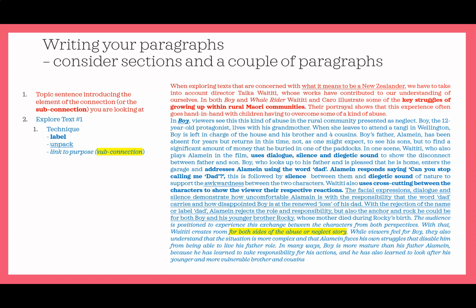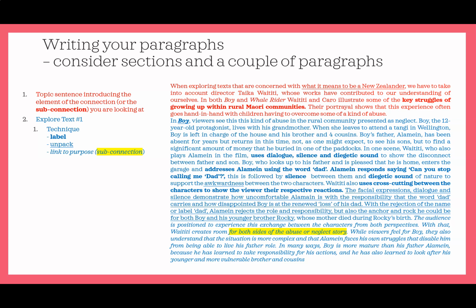"In Boy, viewers see this kind of abuse in the rural community presented as neglect. Boy, the 12-year-old protagonist, lives with his grandmother. When she leaves to attend a tangi in Wellington, Boy is left in charge of the house and his brother and 4 cousins. Boy's father, Alamein, has been absent for years but returns in this time, not as one might expect to see his sons, but to find a significant amount of money that he buried in one of the paddocks.